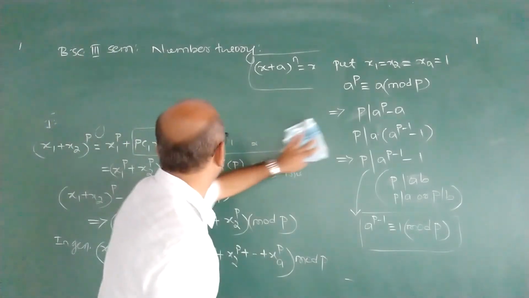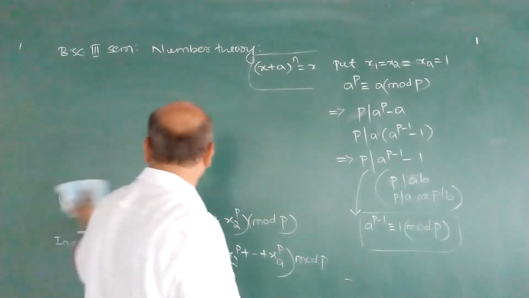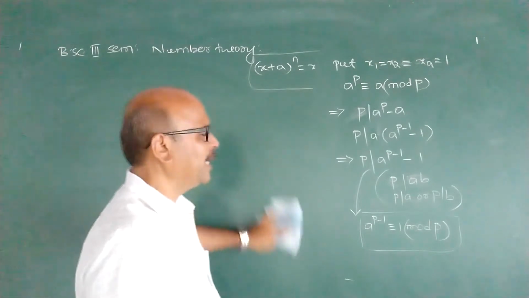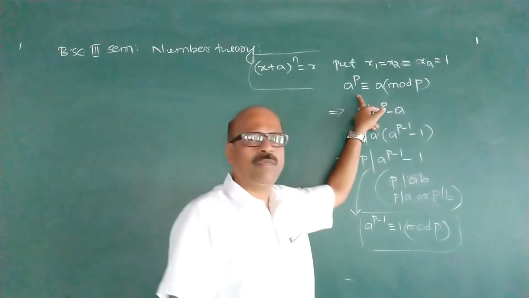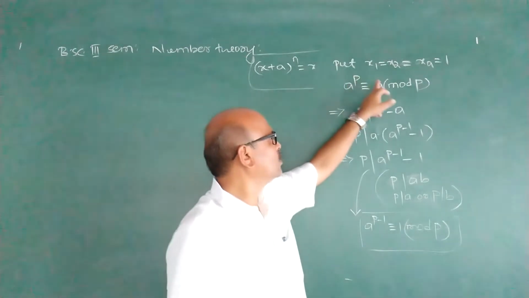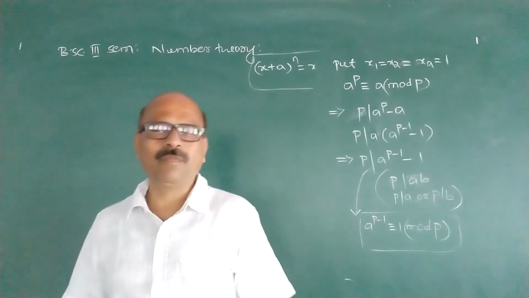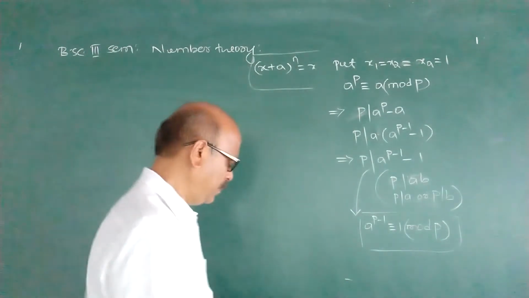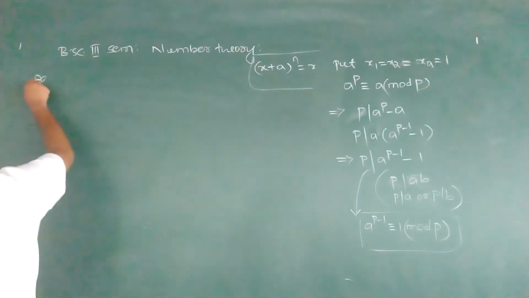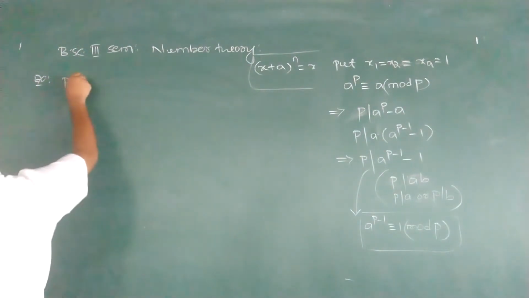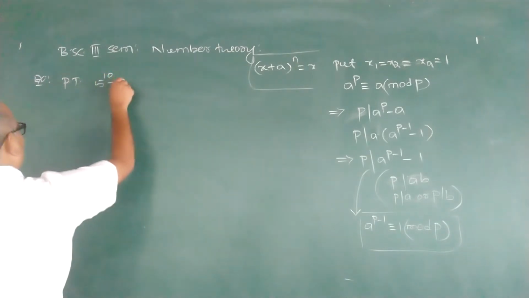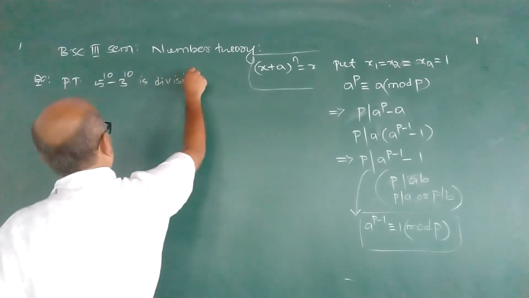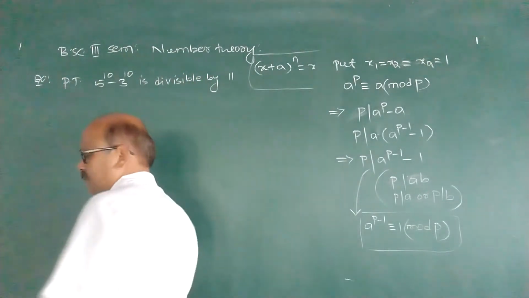If A and P are not relatively prime, then what happens? A raised to P is congruent to A mod P. But if A and P are relatively prime, we have this. This is called Fermat's theorem. Now some examples based on this theorem are like this. First one, prove that 5 raised to 10 minus 3 raised to 10 is divisible by 11.